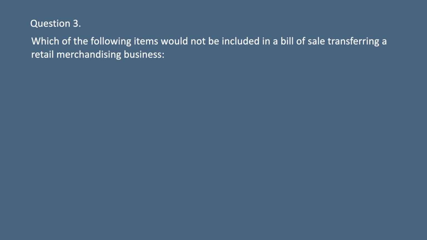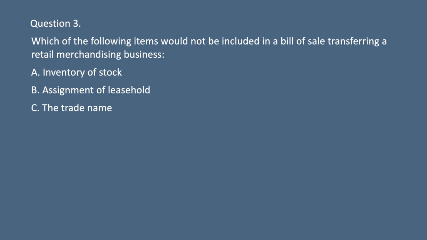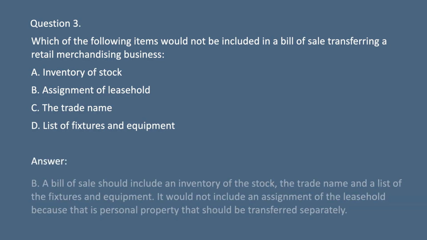Question 3. Which of the following items would not be included in a bill of sale transferring a retail merchandising business? A. Inventory of stock. B. Assignment of leasehold. C. The trade name. D. List of fixtures and equipment. Answer: B. A bill of sale should include an inventory of the stock, the trade name, and a list of the fixtures and equipment. It would not include an assignment of the leasehold because that is personal property that should be transferred separately.